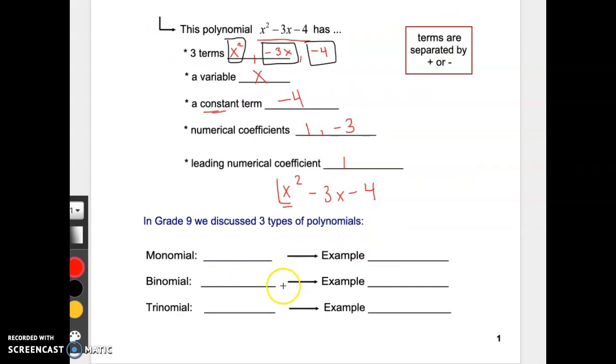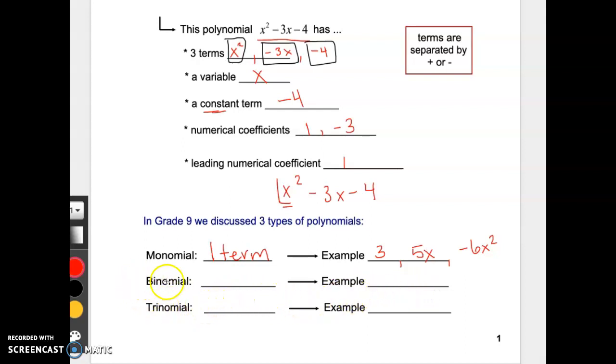Now in grade 9 we also discussed three types of polynomials, and those were a monomial, a binomial, and a trinomial. A monomial we know has one term, and an example of that could be 3, 5x, or we could have negative 6x squared. Anything that has one term.